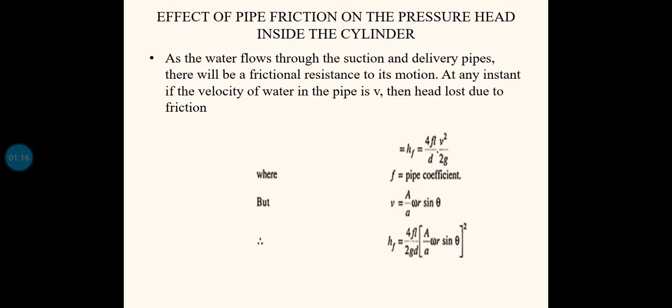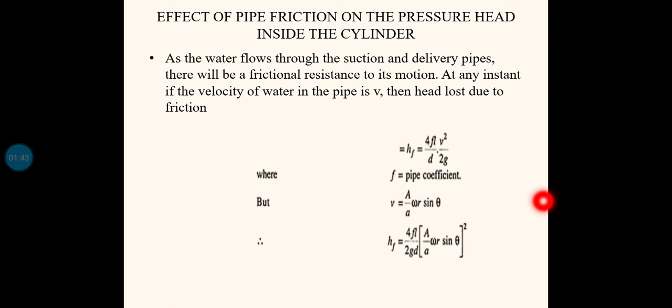F is the frictional coefficient, L is the length of the pipe. If we are calculating the head loss due to friction in the suction side, then L will become the length of the suction pipe LS, and small d is the diameter of the suction pipe, that will become ds, and 2g everything you will be knowing. So v only is the value we have to substitute, where F is the pipe coefficient. But v is equal to A by a omega r sin theta.